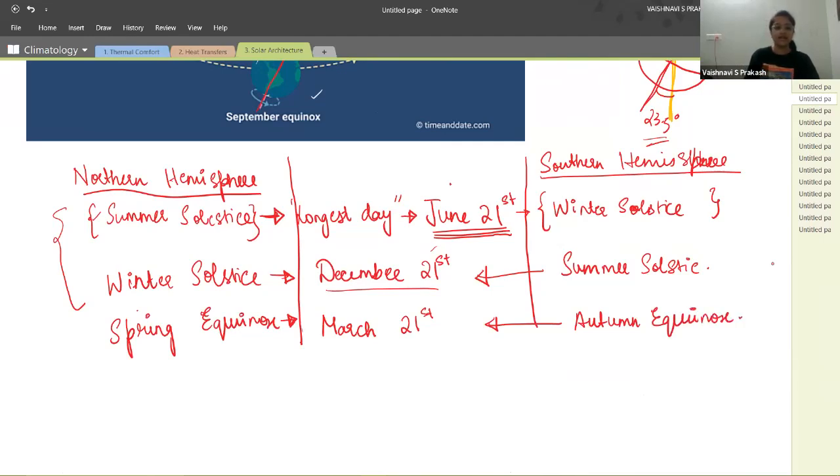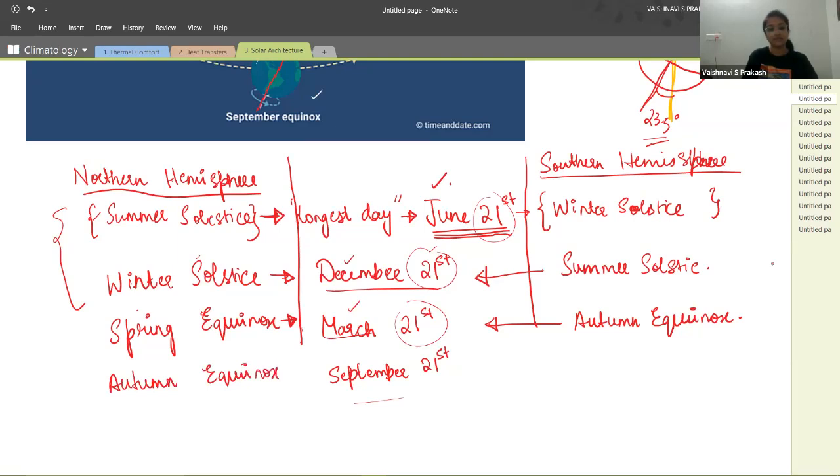And the reverse is for September 21st, or the September equinox. Remember these dates, the 21st is common for all of the months. June will be summer in the north, December is winter in the north, spring is March, and autumn is in September. So in the southern hemisphere, September 21st will be the spring equinox.